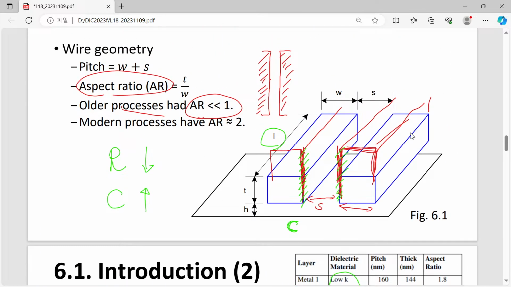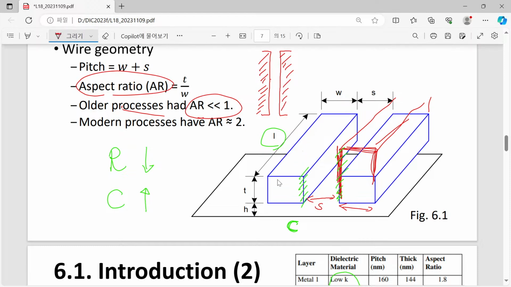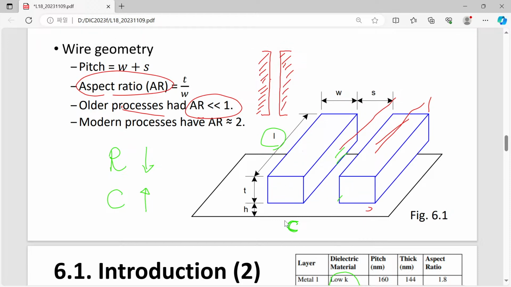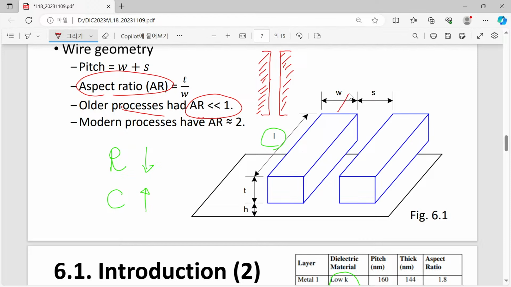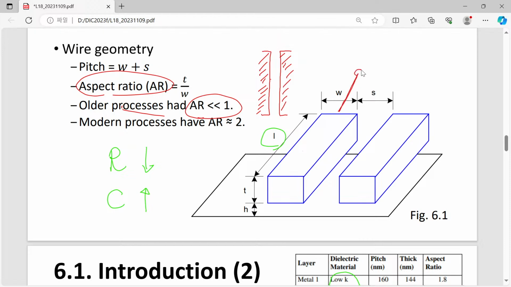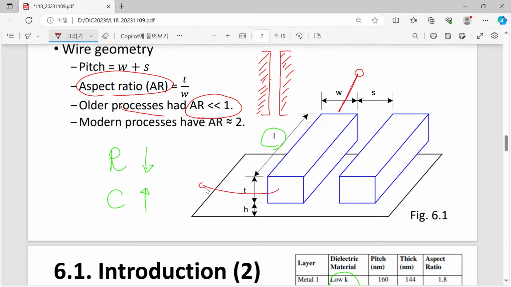When we have two parallelly running metal wires, we have to consider these things. What is the resistance between this point and that point? That is the resistance. And during that unit length, how much it is electrically coupled with the neighboring wire. These two things are needed.